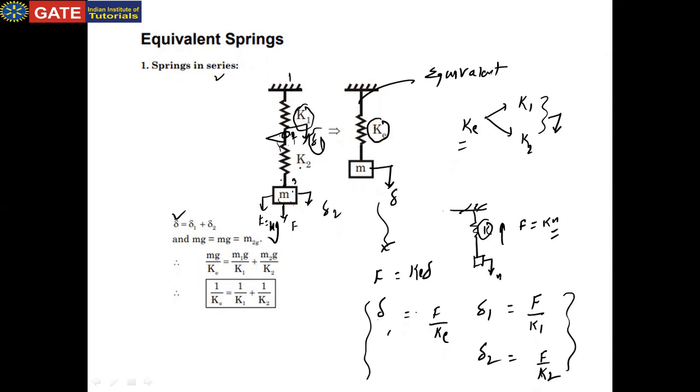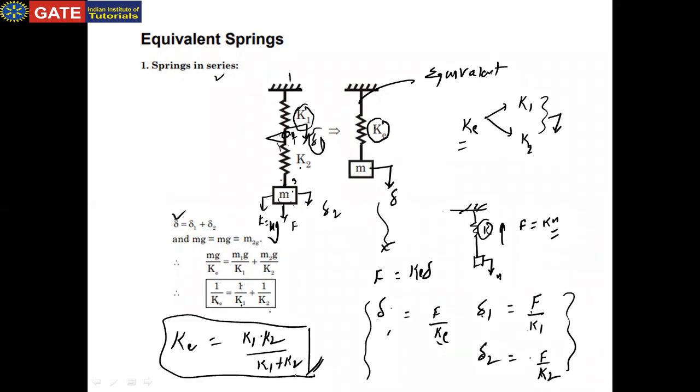You write all the values. Delta is equal to F by KE. Delta 1 is F by K1, delta 2 is F by K2. The F you can remove, so automatically KE you may get. What is the KE? It is K1 K2 divided by K1 plus K2. This is the equivalent spring of the series connection. Hope you understood this.